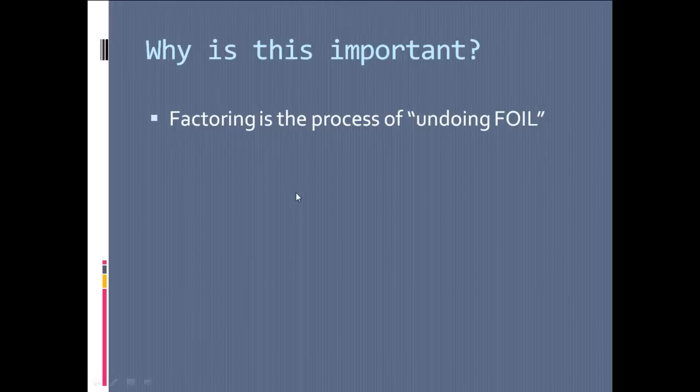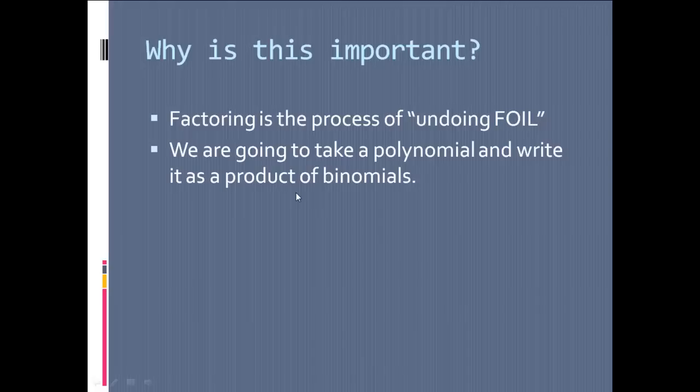You might be wondering, why is this important? We've done FOIL before. Well, what we're looking at today is factoring, and that's the process of undoing FOIL. So if we can understand these relationships, we can undo the FOIL. We're going to take a polynomial, and we're going to undo the foiling and write it as a product of binomials.